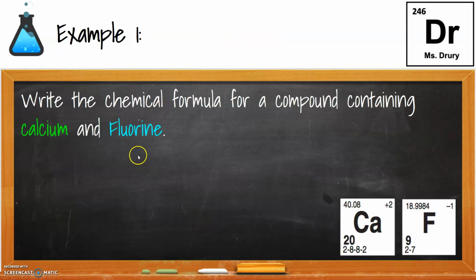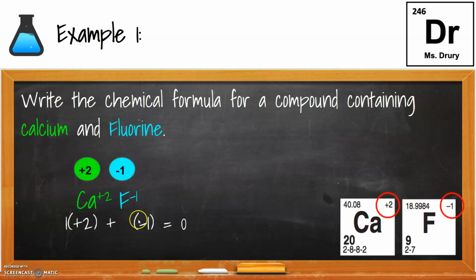Let's do a couple more examples. If they wanted a formula between calcium and fluorine, notice that calcium is +2 and the fluorine is -1. So we would need 2 fluorines to balance the charge, or else it stays unbalanced. So we need to have fluorine happen again in order to do that. Instead of writing CaFF, we write CaF2.